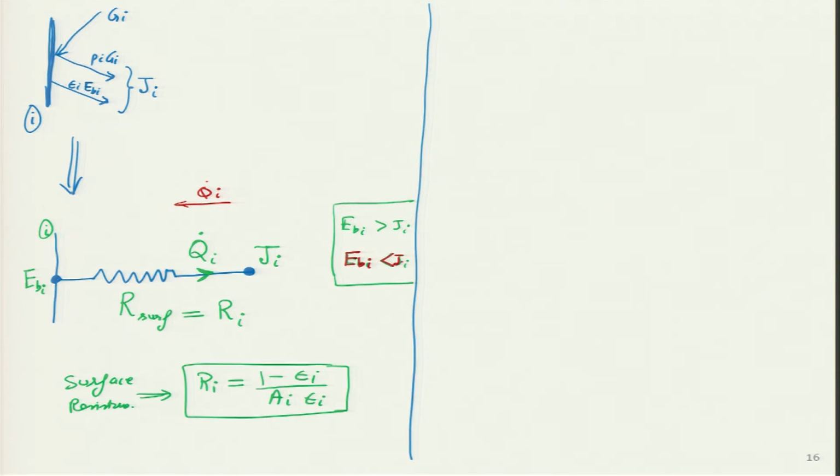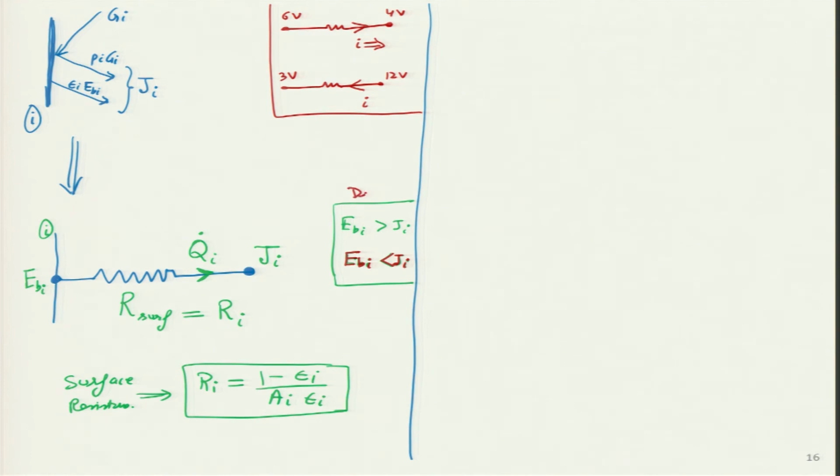In the red case, Ji is less than EBI. It is just like in terms of voltages as well. If this is 6 volt, this is 4 volt, then our current rotation says that current is going in this direction, forward direction. But in another case, if this is 12 volts and this is 3 volts, then current will go in this particular direction. The same thing happens in the radiation case as well. So, I will say it depends on this particular inequality over here. I hope till this particular point things are clear.